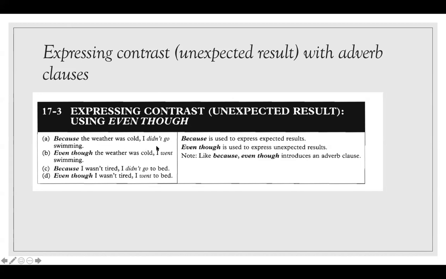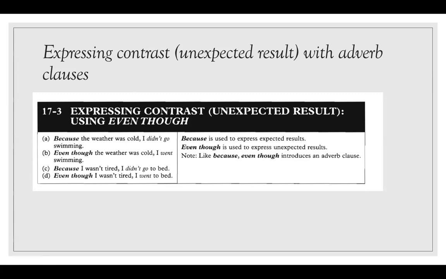Okay, so you can say, because the weather was cold, I didn't go swimming, right? And this is an expected result. So obviously, because the weather was cold, I didn't go swimming. So it can also be seen as cause and effect, right? Because it's telling you a reason why you didn't go swimming. So it could be both an expected result, contrasting ideas, and cause and effect. Even though the weather was cold, I went swimming. So here it's unexpected, right? Because even though it was cold, you still went swimming anyway.